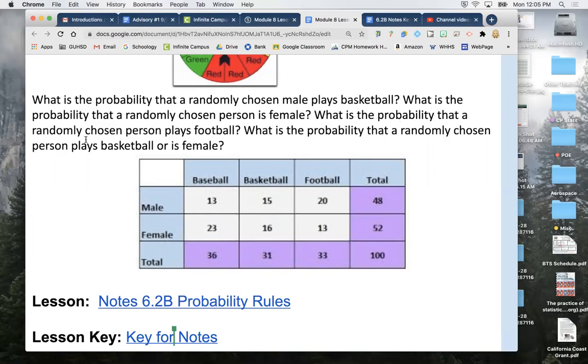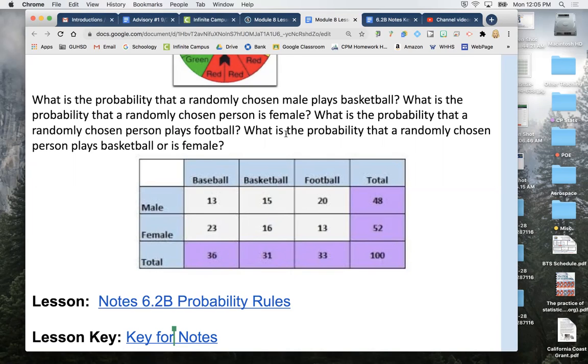What is the probability that a randomly chosen person plays football? Oh, okay. Well, again, they're a randomly chosen person. So in that one, we're talking about all 100 people. What is the probability that that person plays football? There are 33 that play football out of the 100.